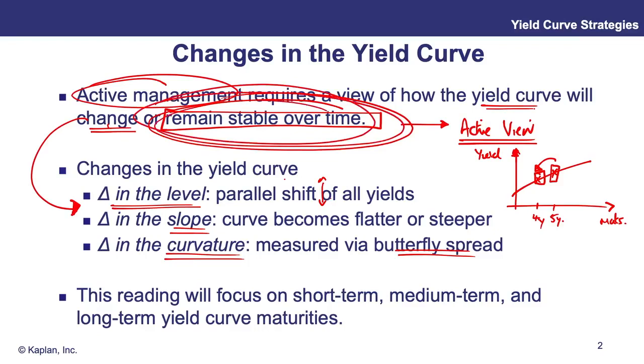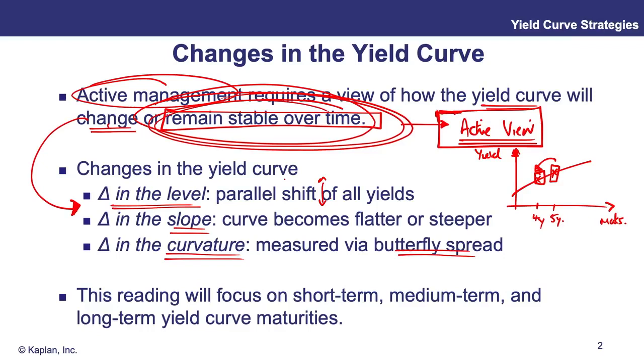It's important to appreciate that the yield curve staying stable over time is an active view. What do I mean by that? I mean it's your forecast. It might not agree with what everybody else thinks in the market. You can earn excess returns from taking that view and expressing that view through your portfolio and outperforming the general market.